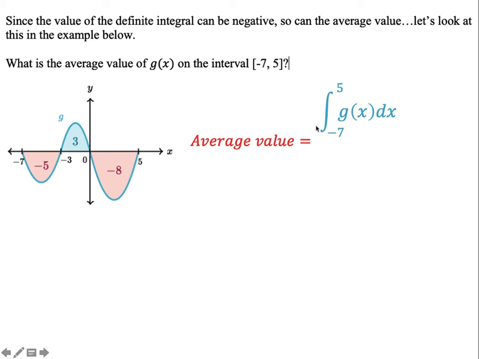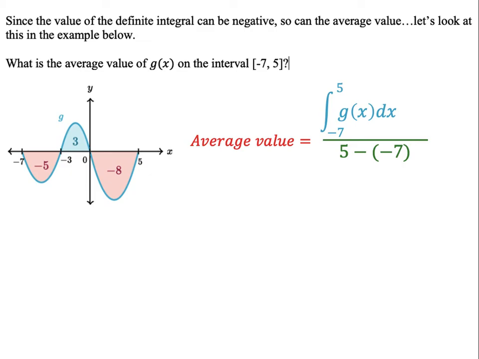So we need to have the value of that definite integral, and then we need to divide it by 5 minus -7. So this whole region that starts over here on the left, -7, and ends over here on the right, 5, that whole region has a width of 12.